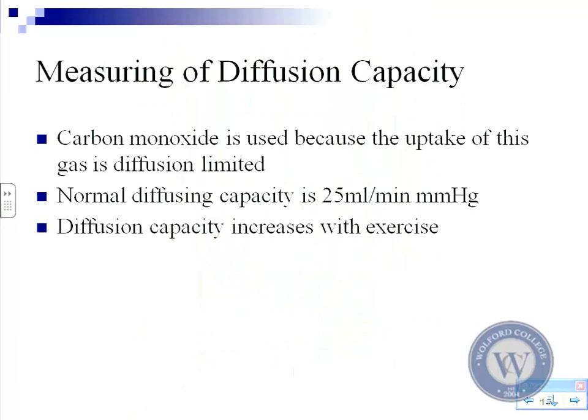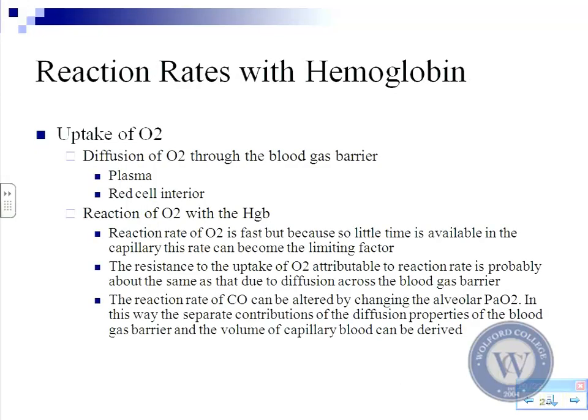The measuring of diffusion capacity can be done by carbon monoxide because the uptake of this gas is diffusion limited only. The normal diffusion capacity is around 25 milliliters per minute per millimeter of mercury. And if you look at diffusion capacity, it normally increases with exercise. The reaction rates with hemoglobin, which is the uptake of oxygen: diffusion of oxygen goes to the plasma, to the blood gas barrier, it's got to go through plasma first and eventually the red cell wall interior. The reaction of O2 with hemoglobin is fast, but because so little time is available in the capillary, this rate can actually become a limiting factor.